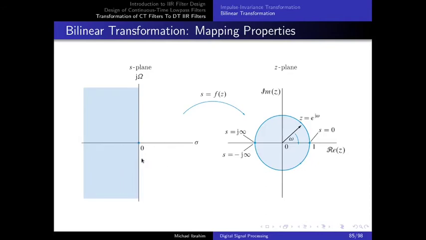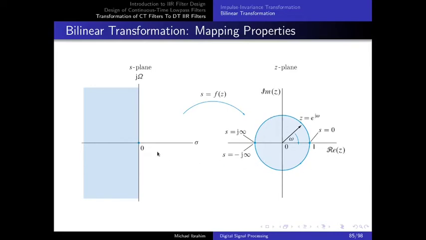Okay, so as you can see, we have talked about this mapping before. What about the frequency? The j omega axis over here is extending from minus infinity up to positive infinity. How come it's mapped only on the unit circle?